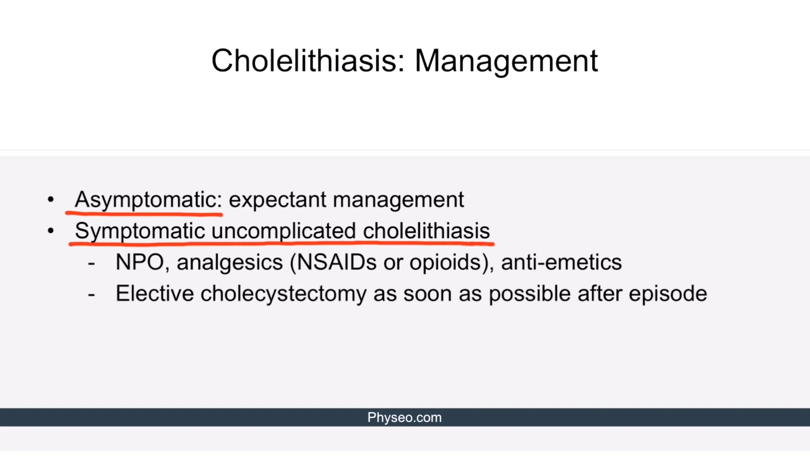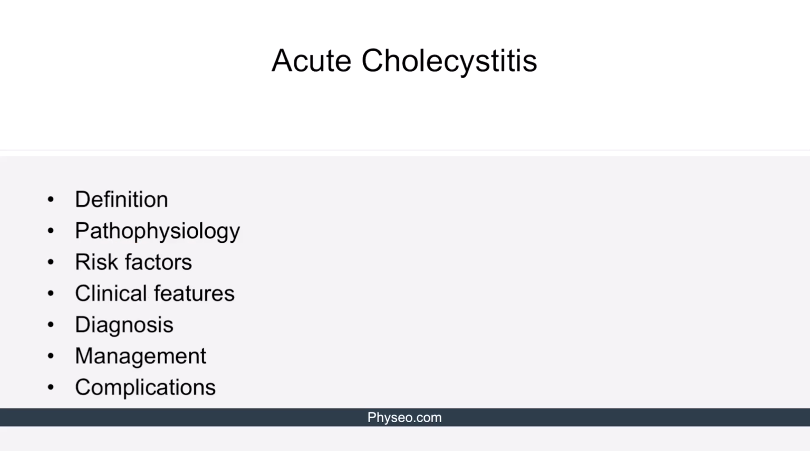As soon as the episode resolves, the patient can be scheduled for an elective cholecystectomy to prevent future episodes and complications. Next, we'll be discussing acute cholecystitis. In this topic, we'll be covering definition, pathophysiology, risk factors, clinical features, diagnosis, management, and complications.